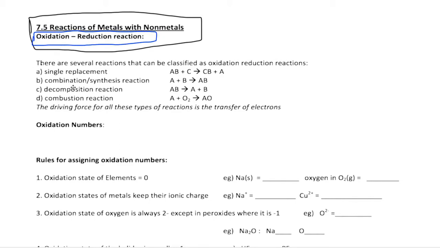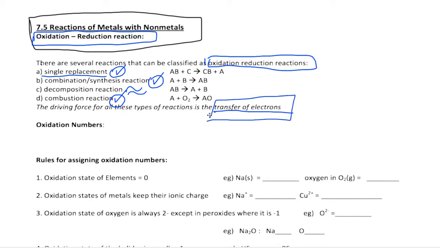So if you look in your book under chapter 7, you'll see information about reactions. There are several reactions that can be classified as oxidation reduction reactions. And for us, single replacement are always going to be redox. Combination synthesis, always going to be redox. Decomposition sometimes, and combustion reactions always. All right, so the driving force for all these types of reactions is the transfer of electrons. That's the driving force, like what is causing them to happen.